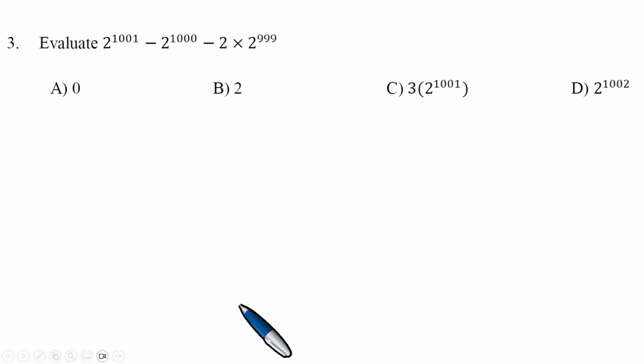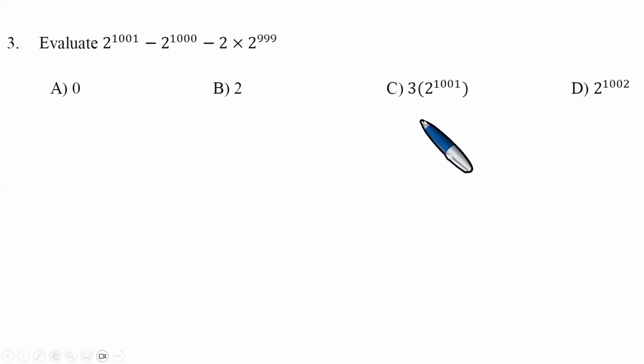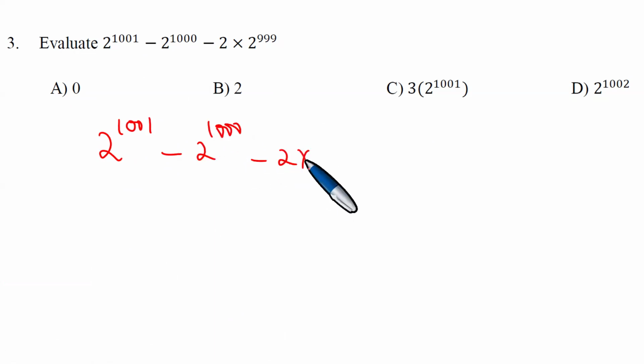Number 3, evaluate the following. To evaluate this one, you need to think. What is the first thing to do? We have 2 to the power 1001, 2 to the power 1000, 2 times 2 to the power 999. To deal with this, we need to look at the answers. It's just a simplification of this. We need to attempt to simplify these, and there are tons of ways to do this.